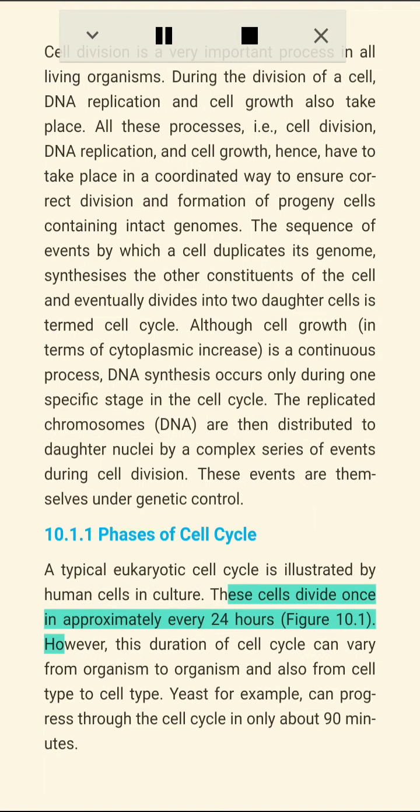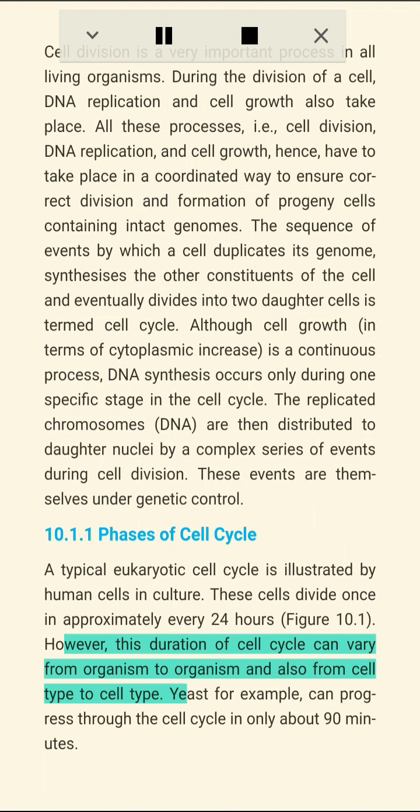A typical eukaryotic cell cycle is illustrated by human cells in culture. These cells divide once in approximately every 24 hours (Figure 10.1). However, this duration of cell cycle can vary from organism to organism and also from cell type to cell type. Yeast, for example, can progress through the cell cycle in only about 90 minutes. Figure 10.1. A diagrammatic view of cell cycle indicating formation of two cells from one cell.